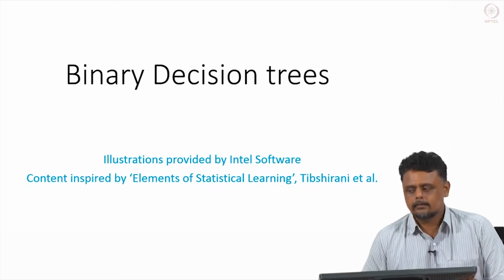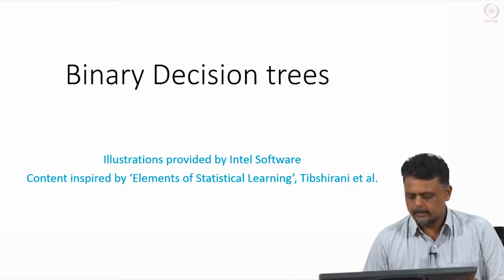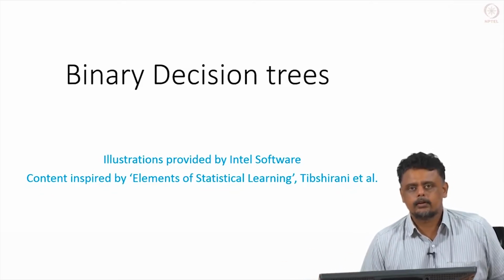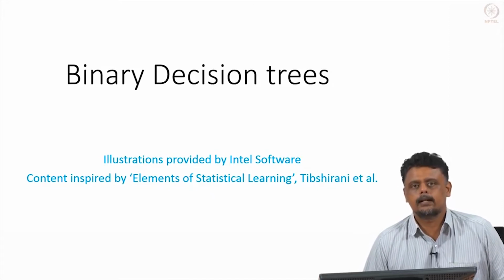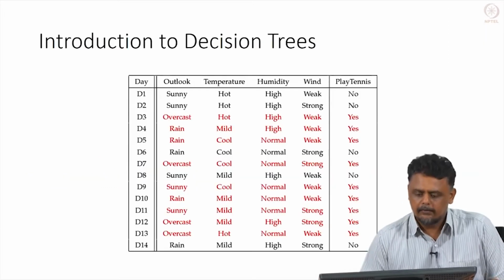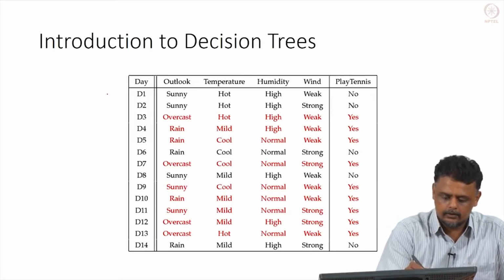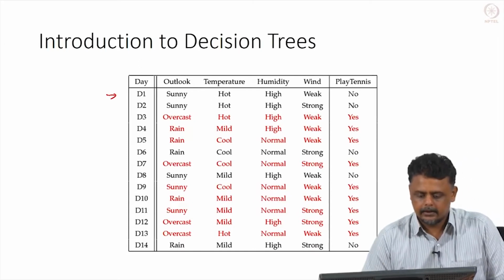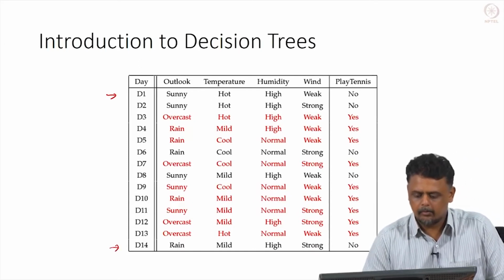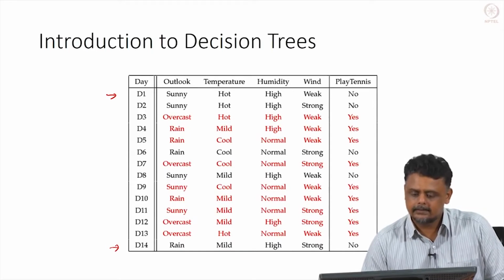Hello and welcome back. In this video we will look at binary decision trees, the introduction to basically binary classification trees. So, we look at this data set, where each row is a data point. It is collected over 14 days. So, there are about 14 data points. This is just to understand this data set.